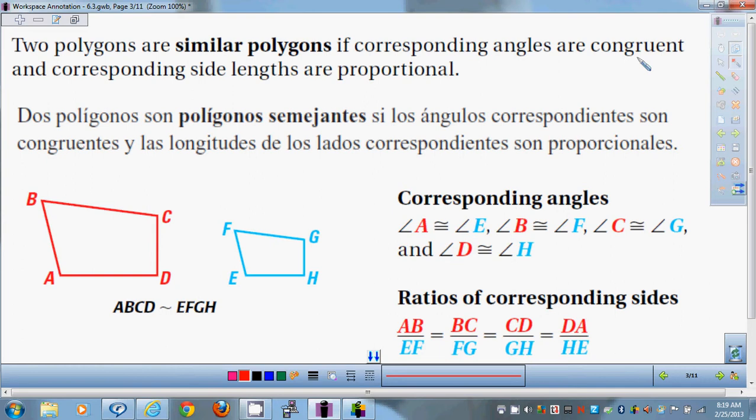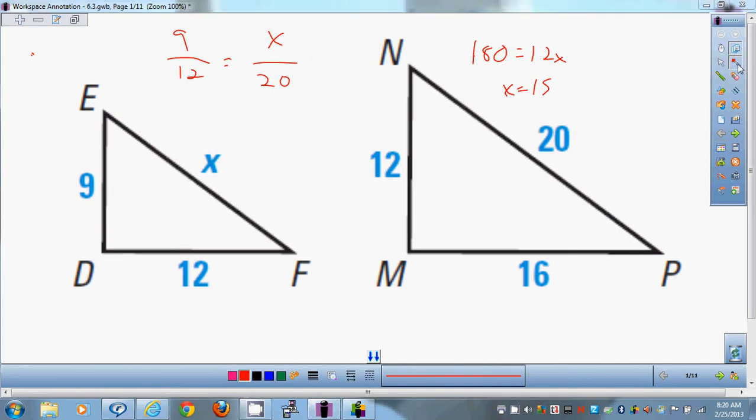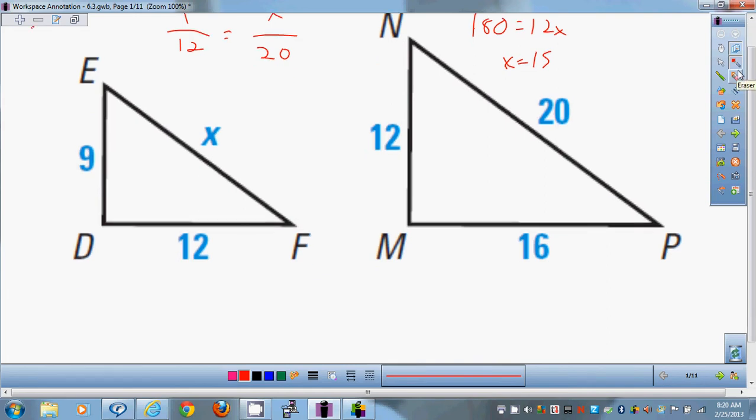Very, very good. Questions about what that is saying before we go on to some examples? Similar. Now, let's go back to the DOM real quick. So in the DOM, these are similar triangles. Again, I told you that the sides are proportional. That means this. Which side does ED go along with on the other one? MN. So 9 over 12 equals, which side does DF go along with? MP. 12 over 16. Is 9 over 12 equal to 12 over 16?